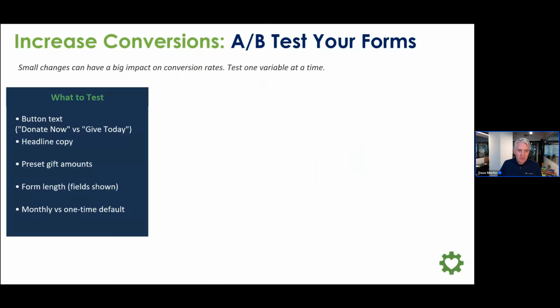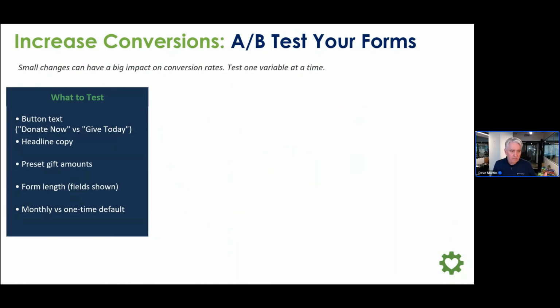So think about, what do you want to test on your donation page? You're going to A/B test. You go, 50% of the time it's going to version A, 50% of the time the people are going to version B, right? That's what you're doing with the A/B testing. You can do it 80-20, however you want.